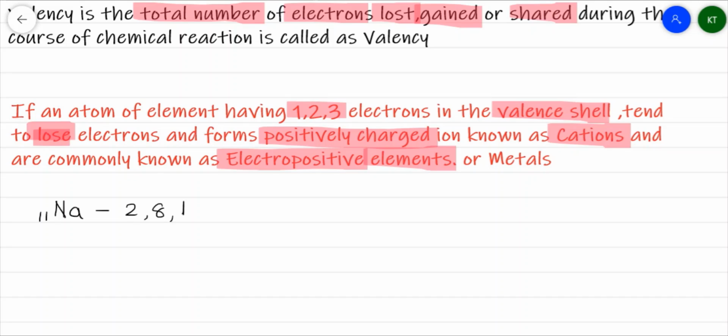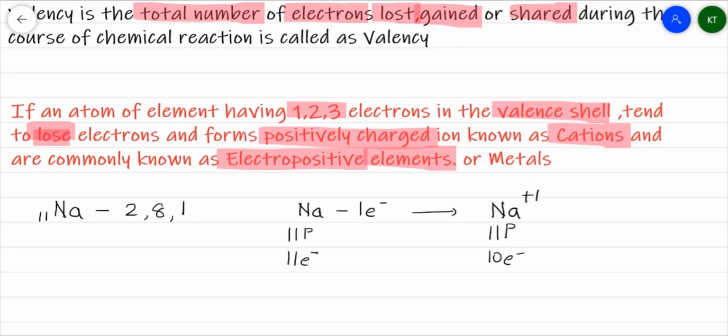So what does sodium do actually? Sodium tends to lose electrons. So it loses one electron and gets converted into Na+ ion. Now how can I get the Na+ ion? Just look here. Sodium has atomic number 11. That indicates that it has 11 protons and 11 electrons. Out of that, 1 electron is lost. So what will I be having here? 11 protons and 10 electrons.